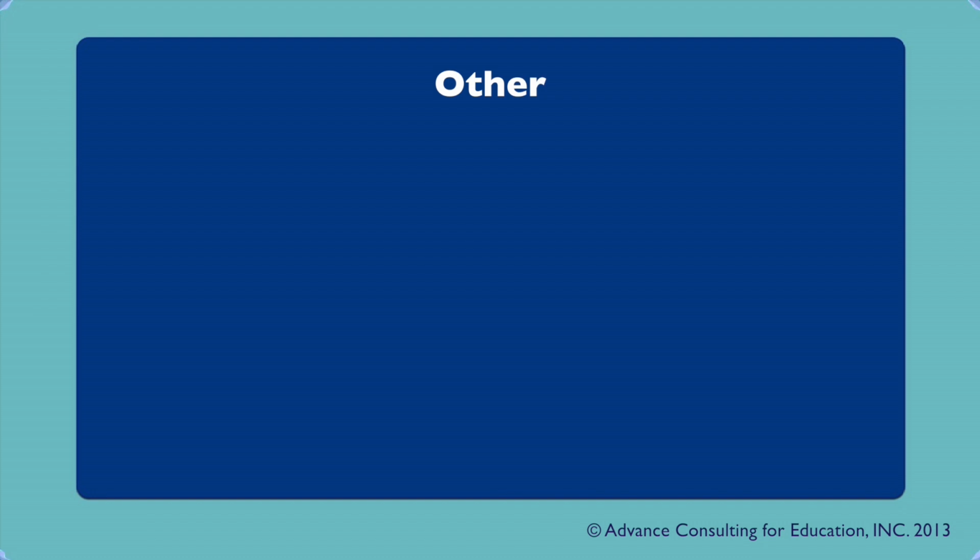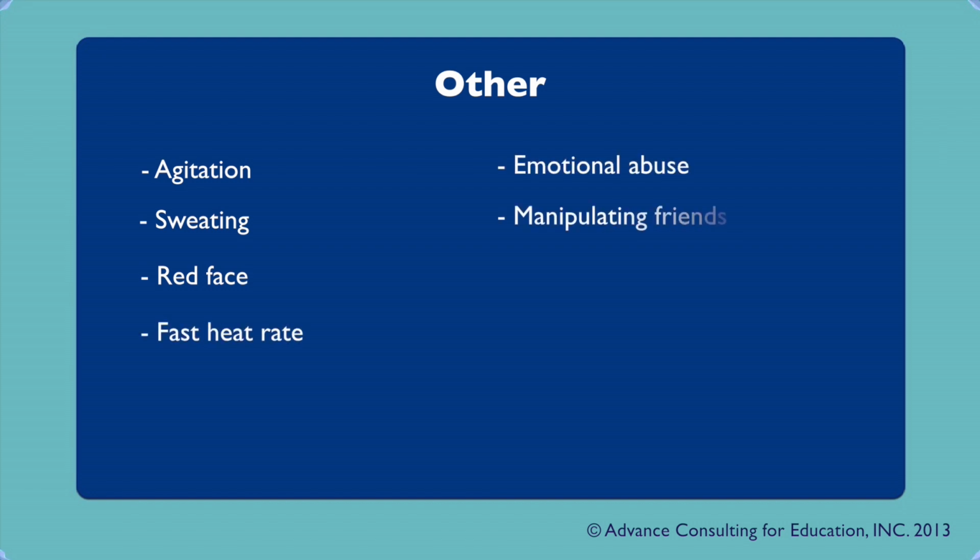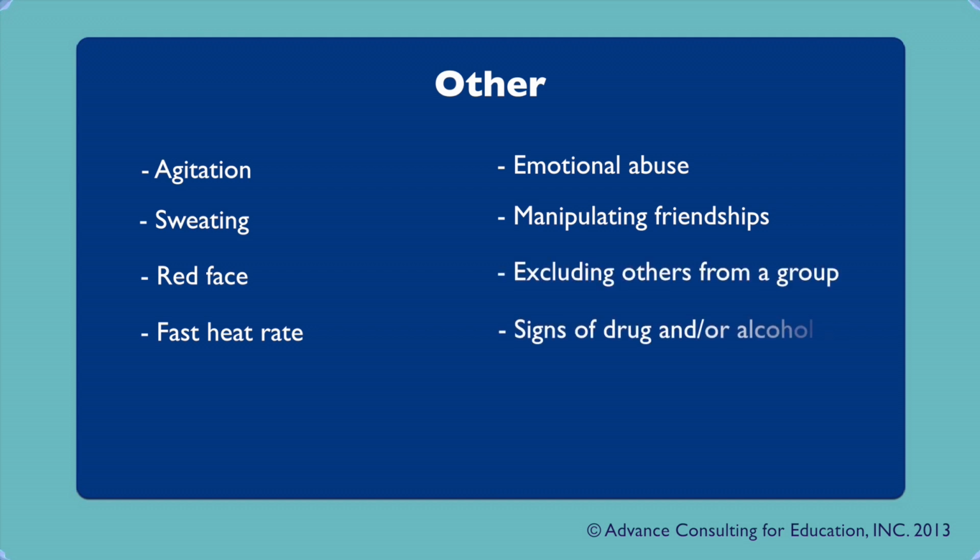Other signs of aggression include agitation, sweating, red face, fast heart rate, emotional abuse, manipulating friendships, excluding others from a group, and signs of drug and/or alcohol use.